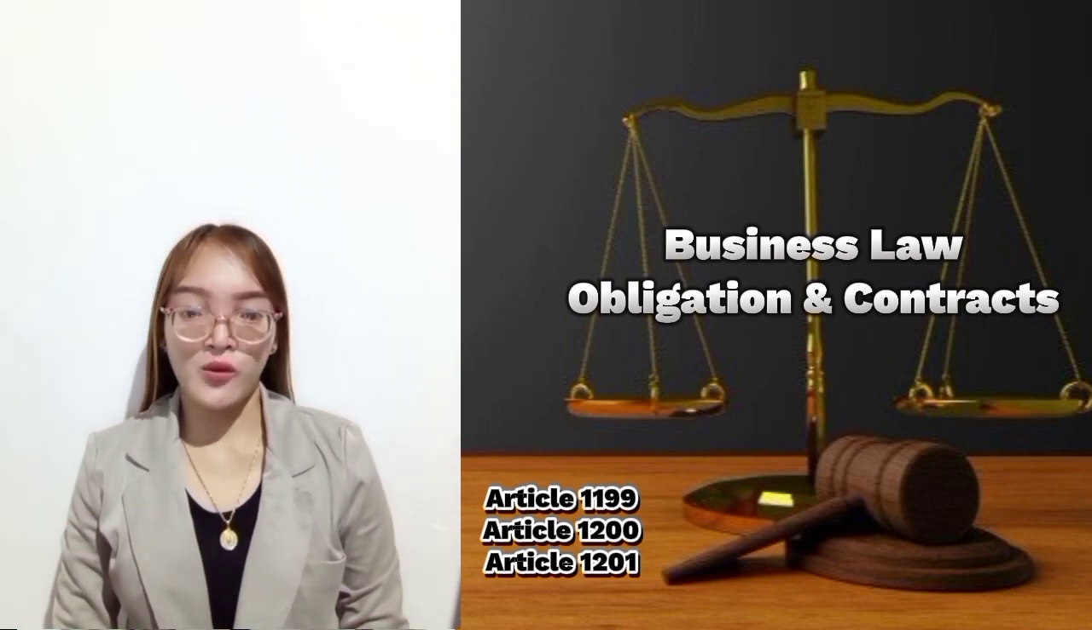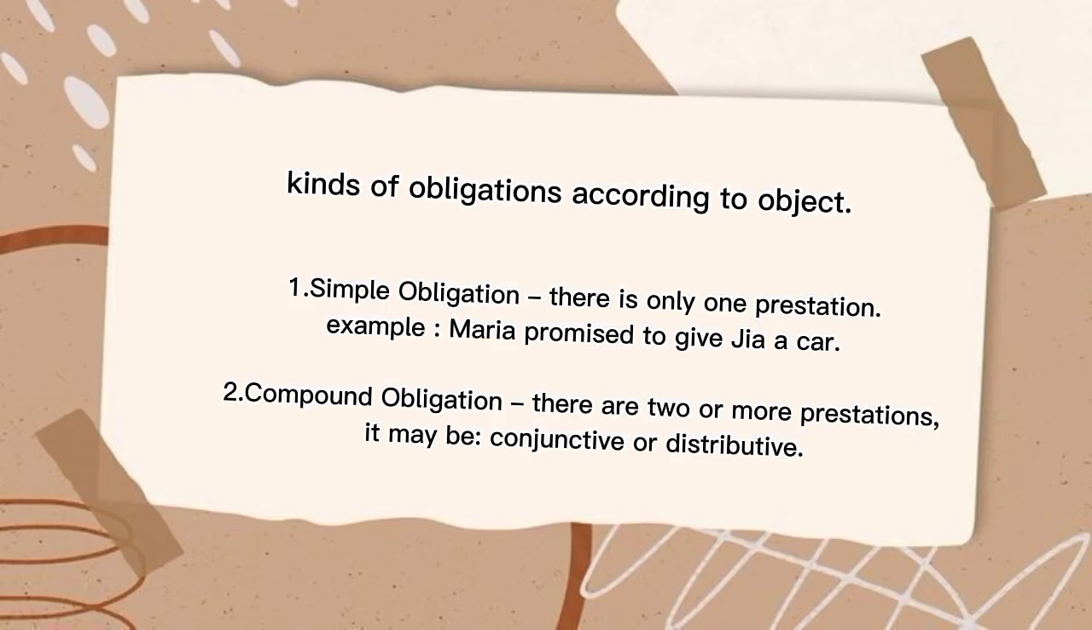In this video, I am going to discuss Article 1199, 1200, and 1201. Before I begin with Article 1199, I will first discuss the kinds of obligations according to object as a background, since this provision talks about alternative obligations.